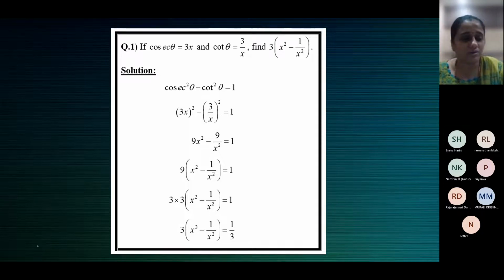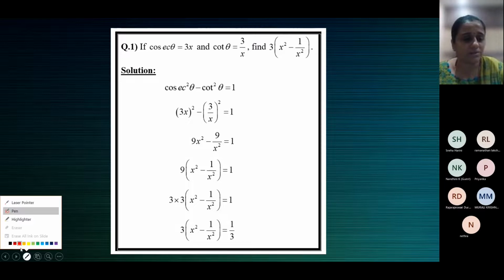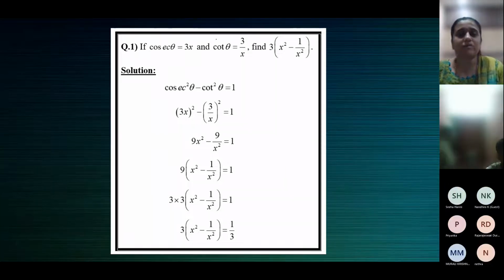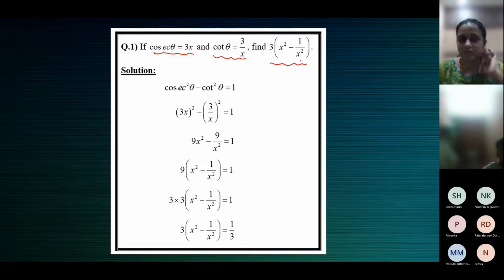So you must have completed all this in your classwork. If not, please complete it. Let me just explain them now. So here we are given that cosecant theta is equal to 3x and cot theta is equal to 3 by x. Now we need to find the value of 3 of x square minus 1 by x square.